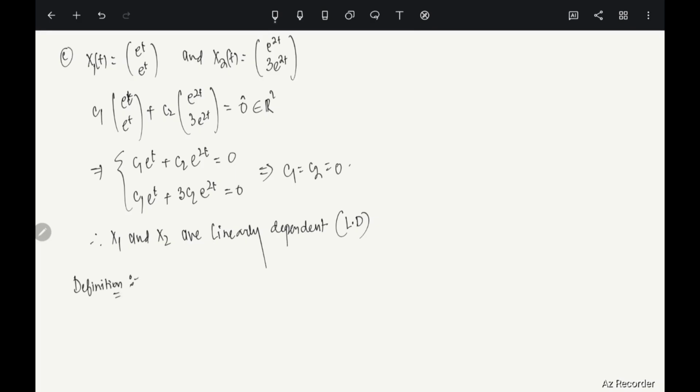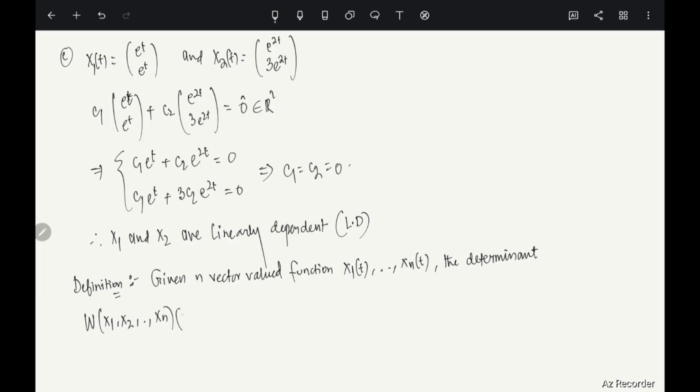We define a new sort of function which we are going to call a Wronskian function, right? We are going to define, so given, let's say, n vector valued functions, okay, and how is it given? Let's say it is given by x1 of t, xn of t. Clear? Okay, and then you define, so given all these functions, the determinant w, I will write it like this, determinant of x1, x2, xn. Yeah, see, this of course depends on t, right? So we can also write it like w of t, right? So given those functions, w is a new function which depends on all these functions, okay, and that will be nothing but the determinant of this.